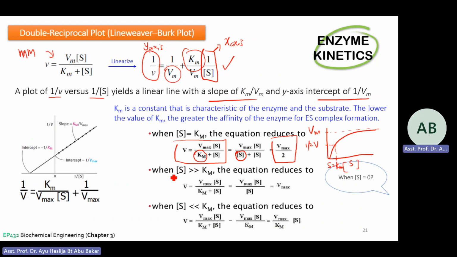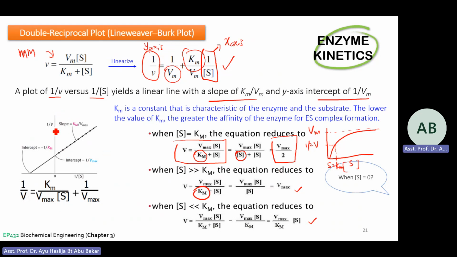Now when S is larger than Km, the equation reduces to this. Km becomes negligible when S is larger than Km, so it converts to this, and then V equals Vmax. When S is smaller than Km, it reduces to this. So there are three cases over here that will determine your Vmax and Km value.